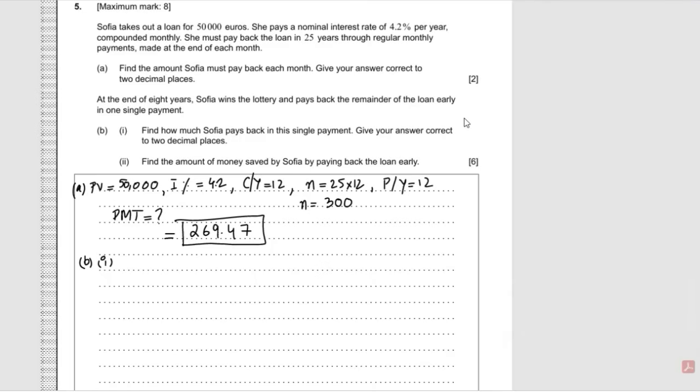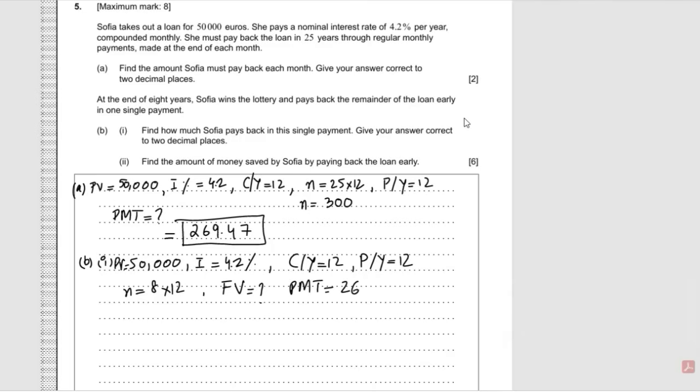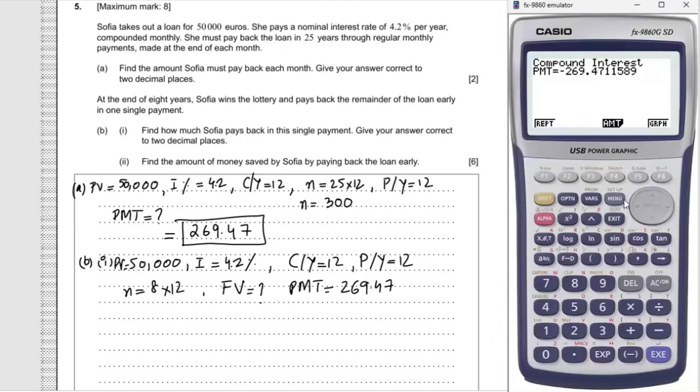Okay. So after 8 years, so still the principal value is 50,000. The interest percent doesn't change. That's 4.2 percent. The compounding is 12. The payment per year is 12. Just collecting my data. Okay, so n is now going to be 8 times 12, right? So make sure you make that. Okay, and look at this because it's a monthly payment system. After 8 years, she pays back. So we are looking for the future value this time. And you need to put your monthly payment to 269.47. So let's just feed these values in the calculator again.